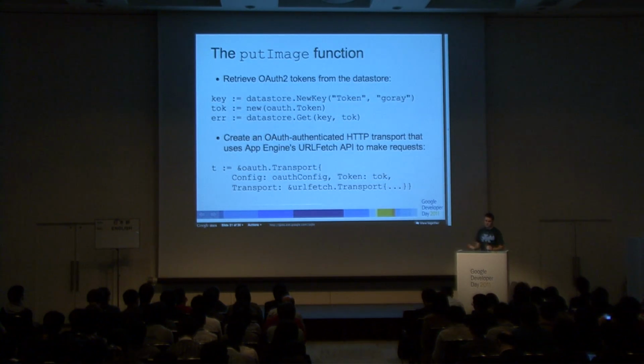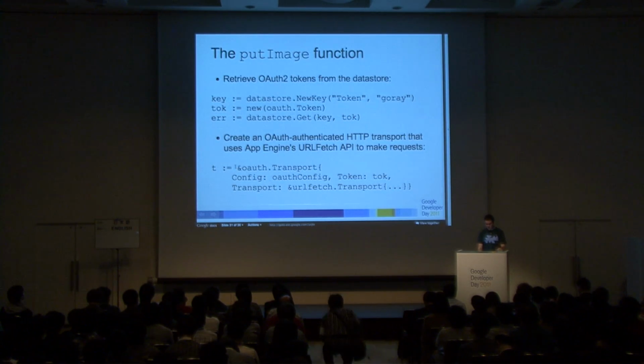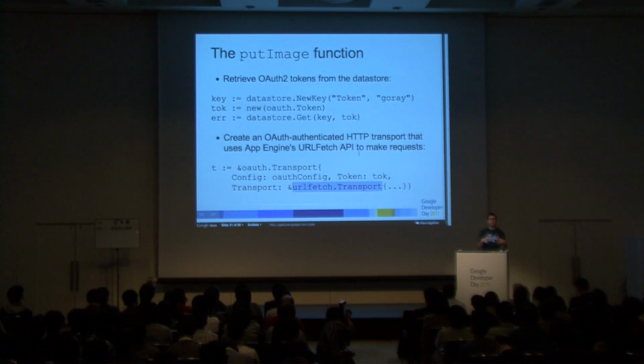So the put image function that uploads to Google Cloud Storage, the first thing it does is retrieve some OAuth tokens from the data store, which I'd stored earlier. And it uses these to authenticate with the Google Cloud Storage API. It does this by creating an HTTP transport that takes the authentication tokens and also takes a URL fetch transport and binds them together to create an authenticated OAuth transport.